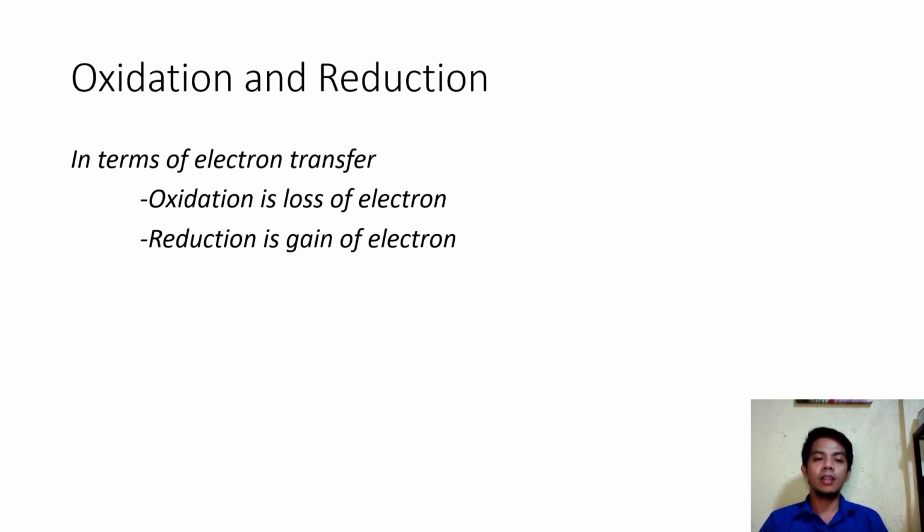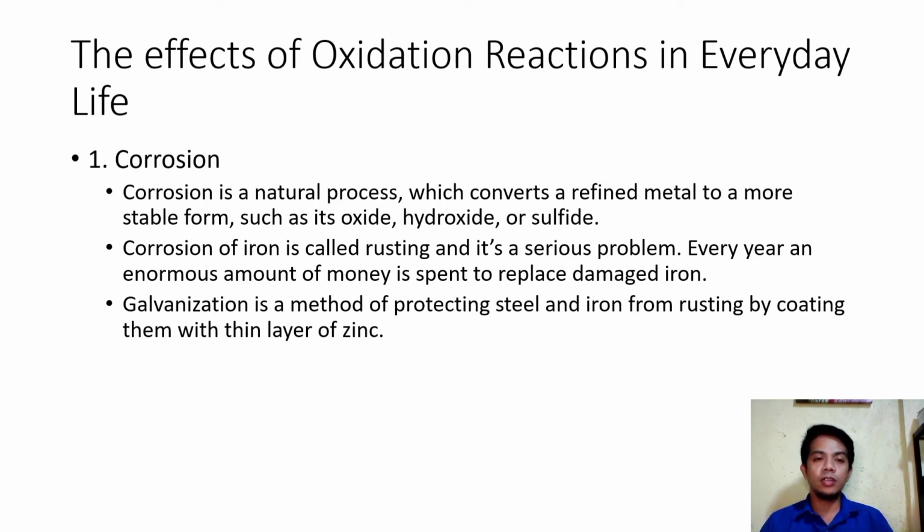So oxidation and reduction in terms of electron transfer: oxidation is loss of electrons, while reduction is gain of electrons. Okay, so now let's proceed to the effects of oxidation reaction in everyday life. Number 1, corrosion. Corrosion of iron is called rusting, and it is a serious problem. Every year, an enormous amount of money is spent to replace damaged iron. Galvanization is a method of protecting steel and iron from rusting by coating them with a thin layer of zinc.